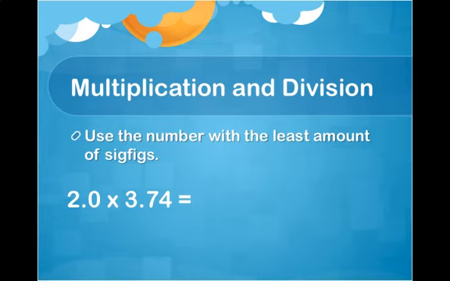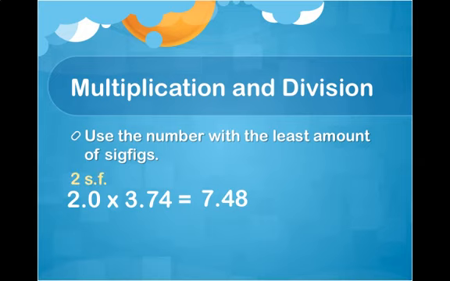For example, 2.0 times 3.74. Well, that's an easy calculation. We put that in our calculator, or we can do it in our head. That equals 7.48, but 7.48 is not going to be our final answer. We have to look at significant figures.